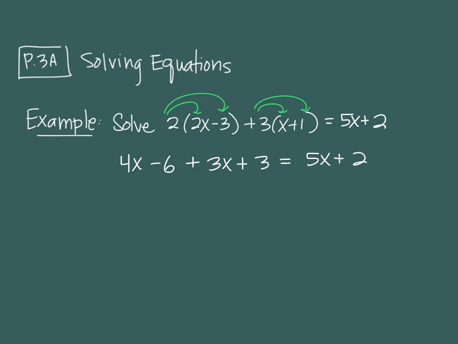What's the second one? What do I want to do next? Combine like terms. Okay, good. So these are some math things that you've learned over the years. Combining like terms, I've got 7x. That's the x's combined together. Then I have a negative 6 and a positive 3, which is negative 3 altogether, equaling 5x + 2.